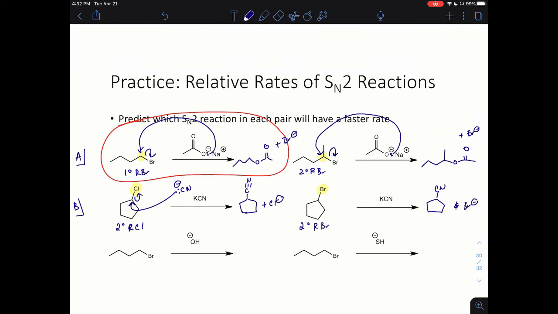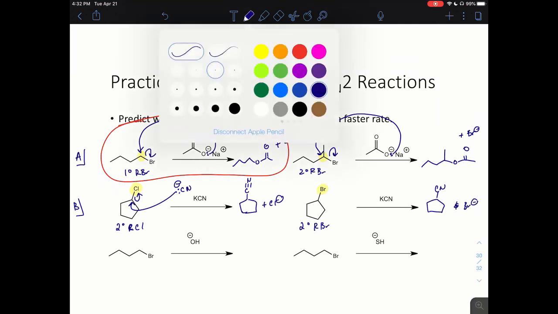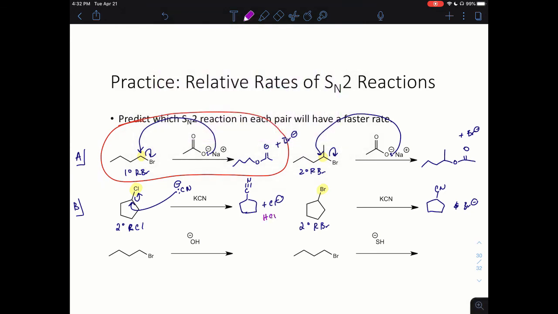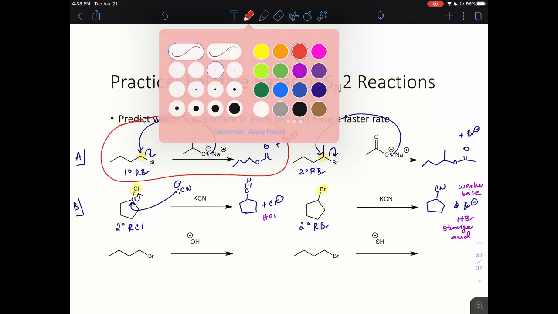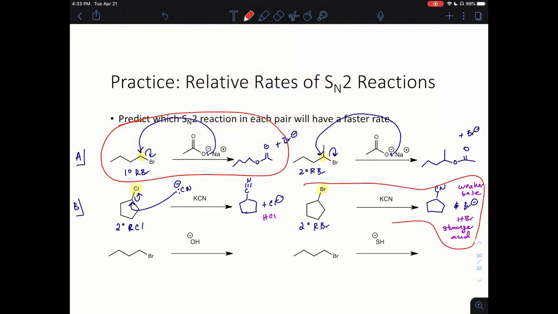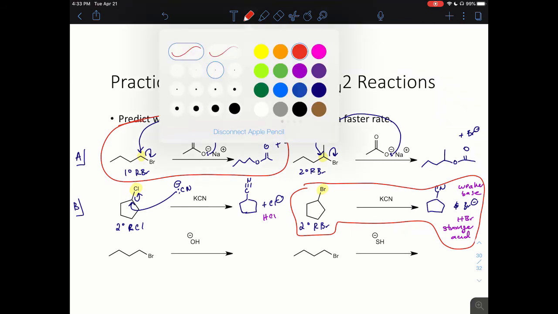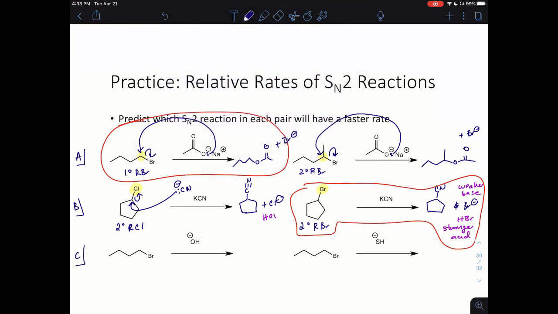And now if we want to figure out what's the better leaving group, bromide versus chloride, we look at the conjugate acids. So HCl versus HBr. HBr is a stronger acid than HCl, and so bromide is a weaker, more stable base. Thus, this reaction is faster than the reaction of the alkyl chloride. So I've spent all that time thinking about pKa's and learning acidity trends because it's relevant to lots of things.